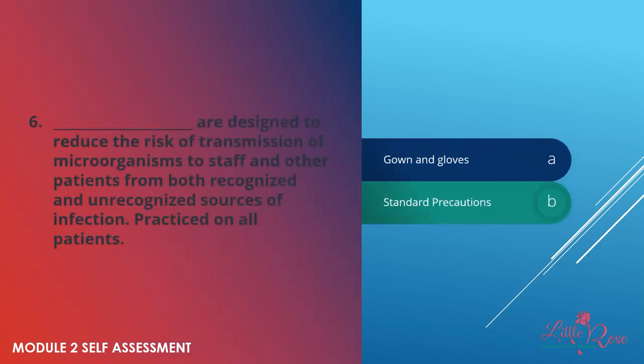Blank are designed to reduce the risk of transmission of microorganisms to staff and other patients from both recognized and unrecognized sources of infection, practiced on all patients. Gown and gloves, option A. Standard precautions, option B. Question number 7.